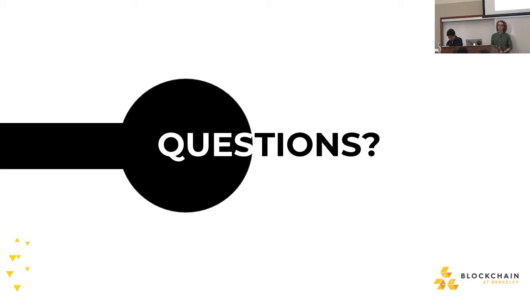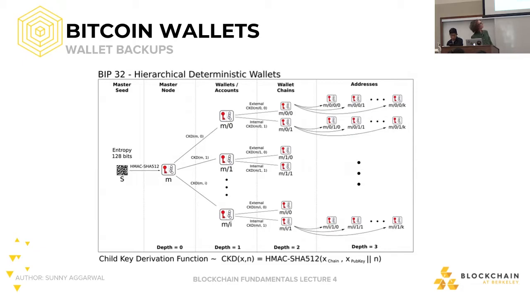Yes. Yeah, so the way it works is from any child, you can derive any of its descendant keys. So if you were to hack something, let's go back to the picture. If you were to hack something right there, you could get this entire chain because they're all derived from that key. Any other questions?